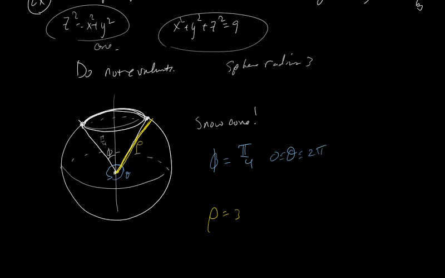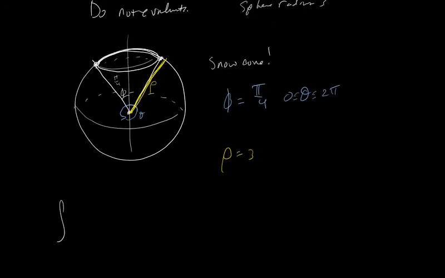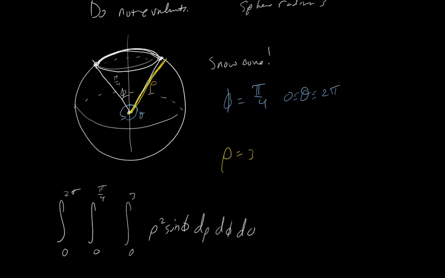So this one's lovely. It's really quite straightforward to set up. Let's go ahead and do that. For theta, we're going from 0 to 2 pi. Then for phi, we are going from 0 to pi over 4. Then for rho, we are going from 0 to 3. And that's it. Then we have our dV, which is rho squared sine of phi, d rho, d phi, d theta.